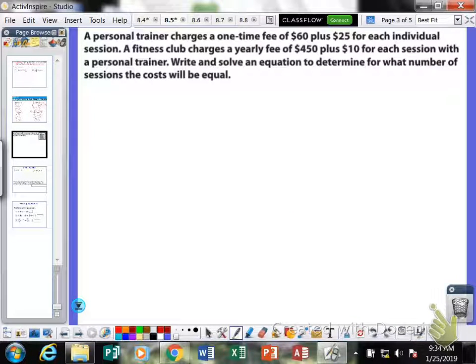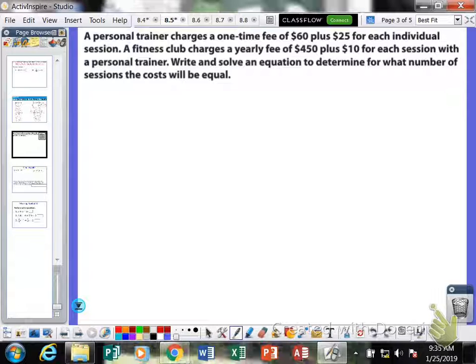So we have a personal trainer charges a one-time fee of $60 plus $25 for each individual session. A fitness club charges a yearly fee of $450 plus $10 for each session with a personal trainer. Write and solve an equation to determine for what number of sessions the cost will be equal. So first we need to come up with an equation. So we know that the personal trainer charges a one-time fee of $60 plus $25 for each individual session.